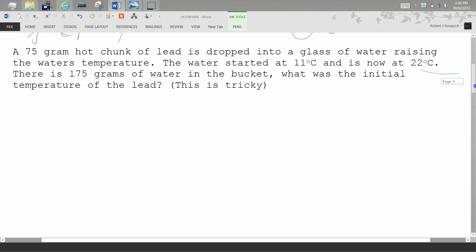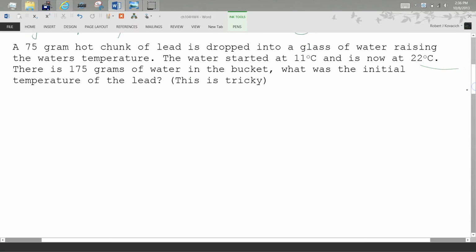Okay, so this next one, I like it, but a lot of people don't. The issue with this problem is you have to think about two things. The best way to do a problem like this, in my opinion, is to draw yourself a little picture.